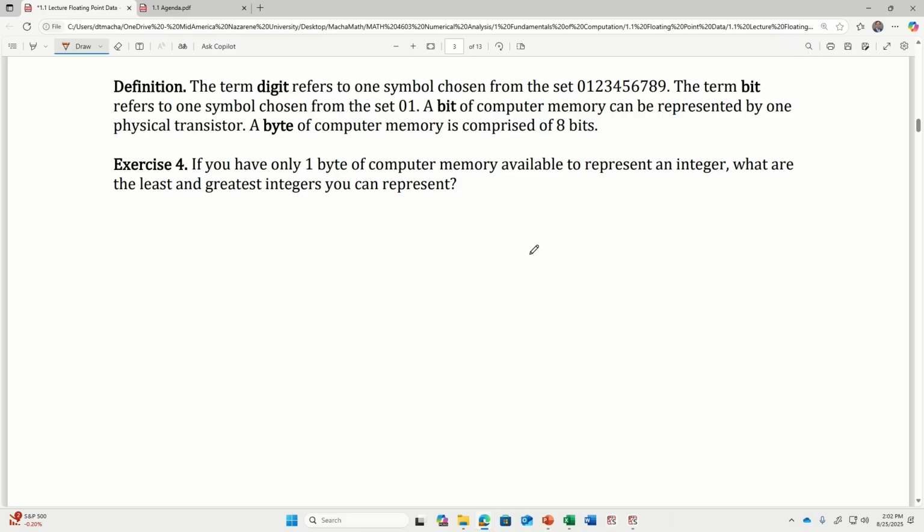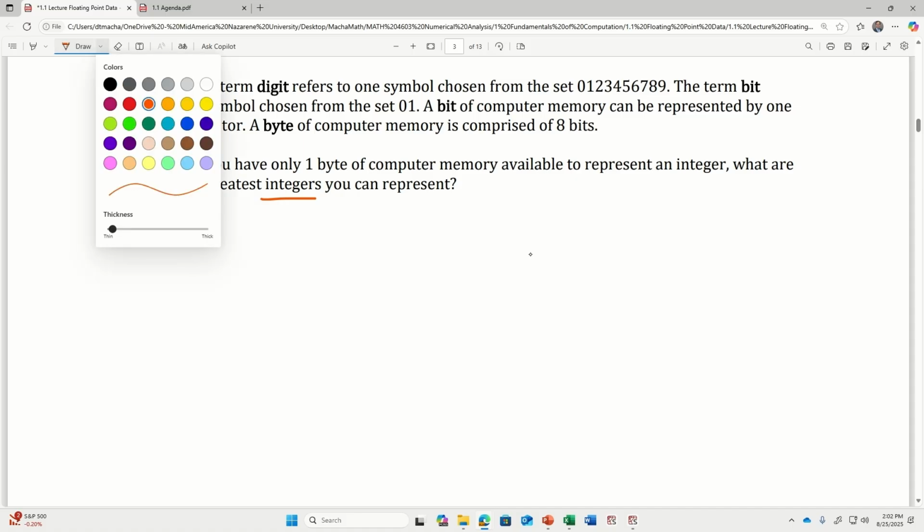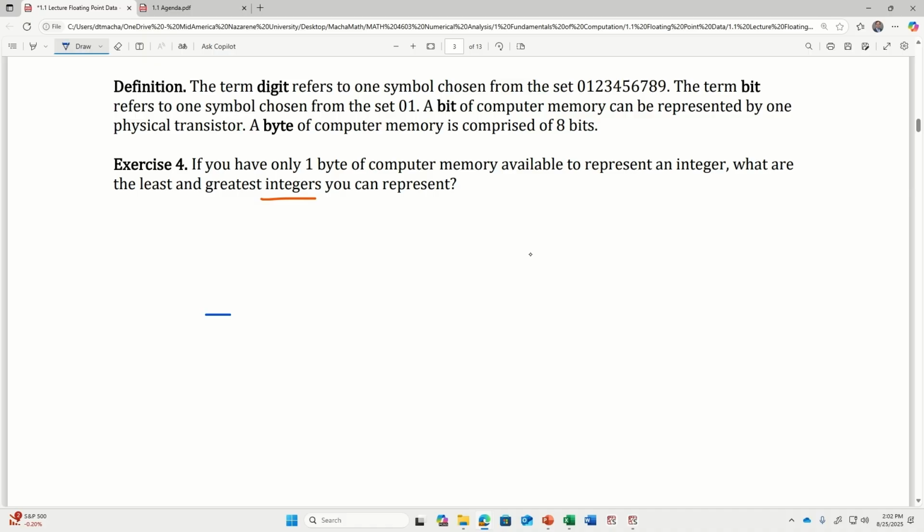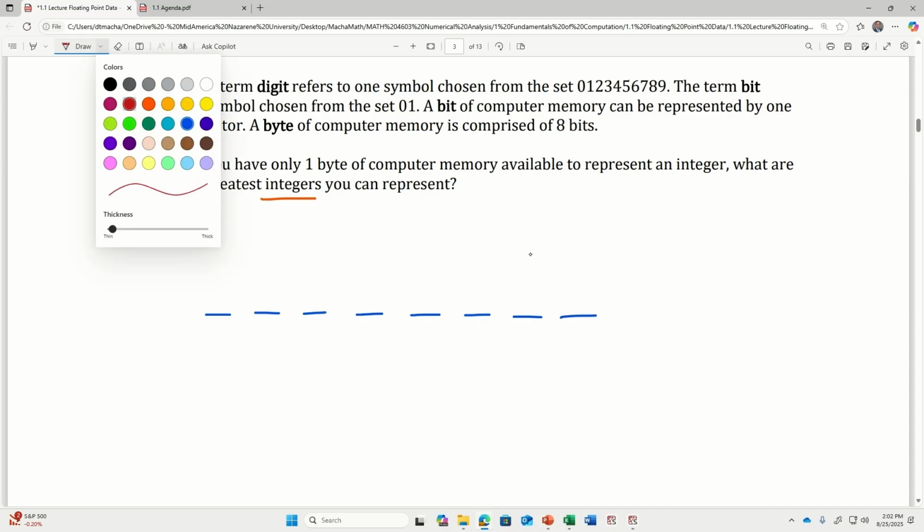Are we assuming signed or unsigned? Signed. Yeah. If I say the word integer, you can assume that I want it to be signed. And so a byte, right? There's 1, 2, 3, 4, 5, 6, 7, 8 bits that I can use.